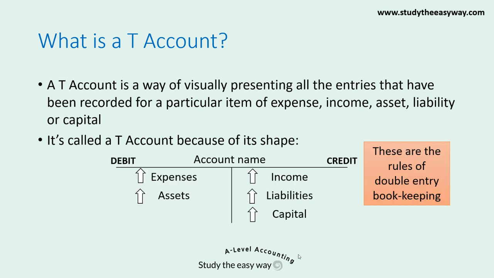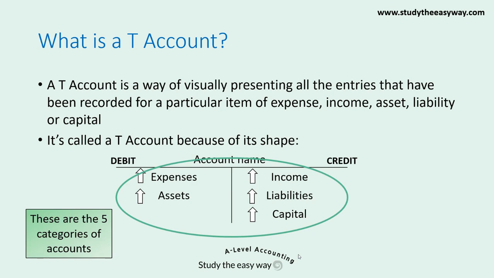These are the rules of double entry bookkeeping. It's fundamentally important that you learn these in order to be able to use them. I call these the 5 categories of accounts. Increases in expenses and assets are shown on the debit side, and increases in income, liabilities, and capital are shown on the credit side. Every account that a business has belongs to one of these 5 categories.